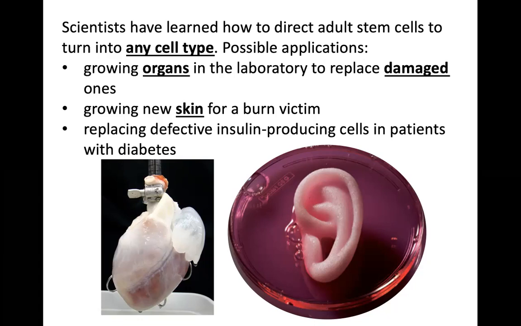Alright, so we need to know what stem cells are, and we need to know what specialization and differentiation are. So a stem cell is what kind of cell? An undifferentiated cell, because it can become any type of cell. Okay? Questions?